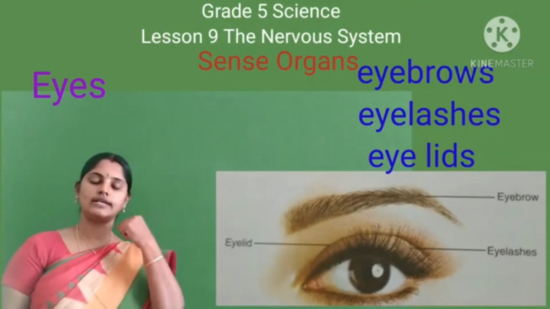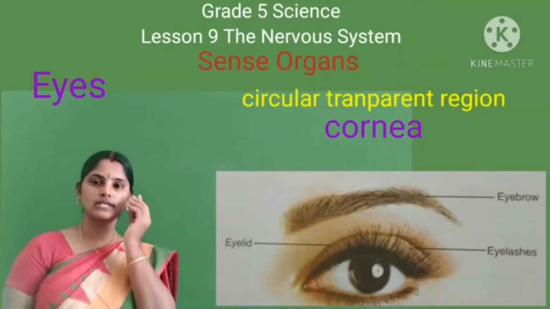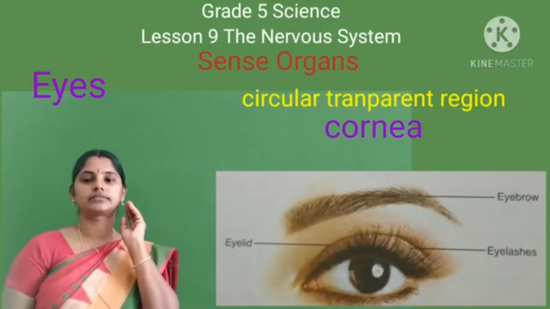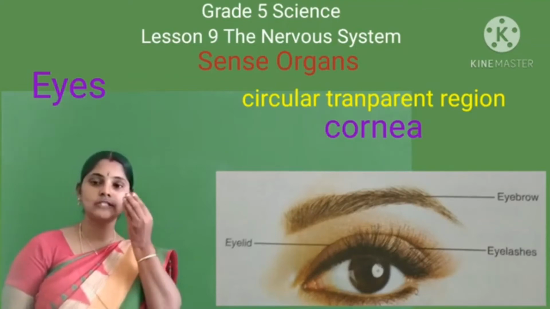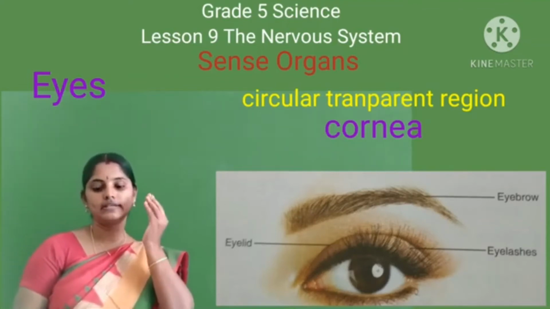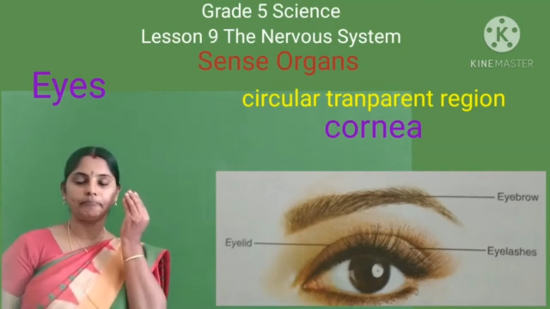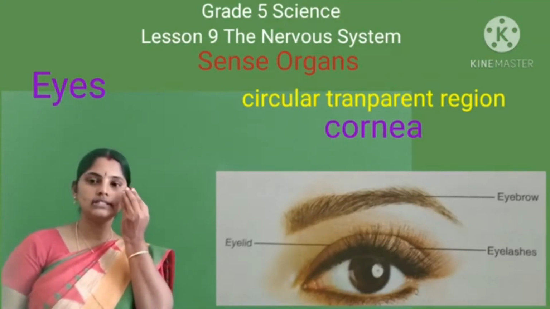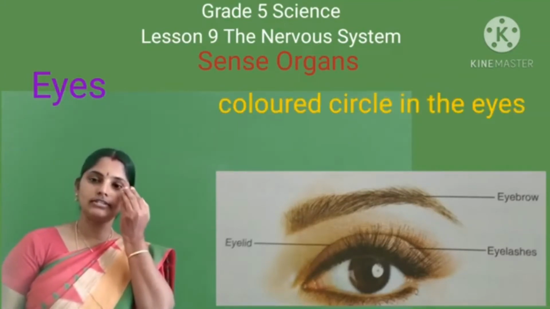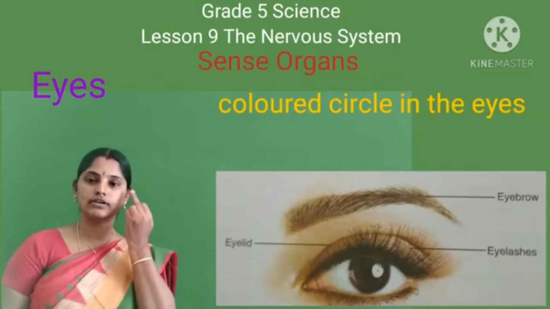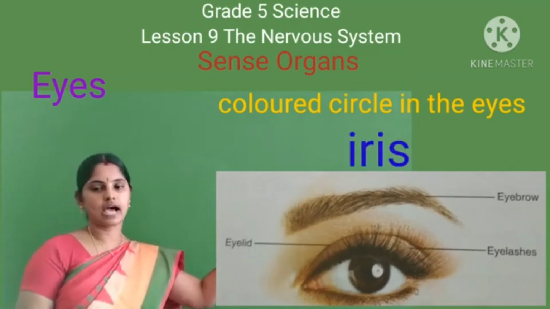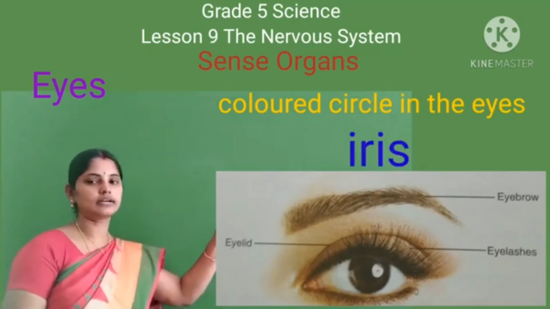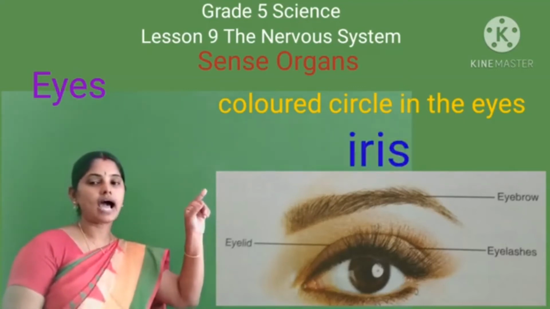Then, apart from the eyes, if we go into the eyeball, the outer cover is called the cornea. The transparent part of the eye is called the cornea. After that, if you go to the center, that round black color is there, no? The outer part is the cornea. The round black color is called the iris.